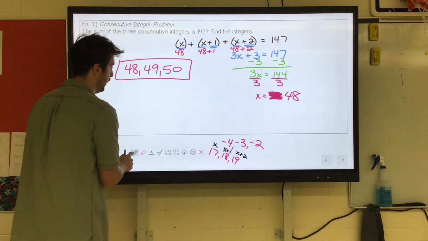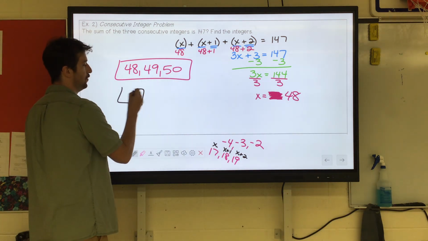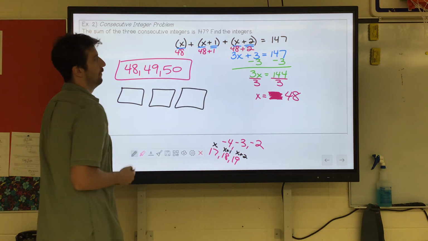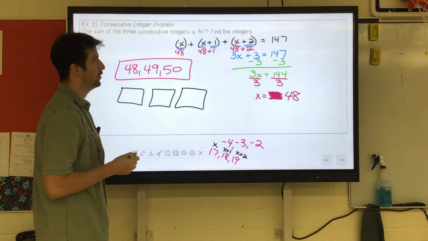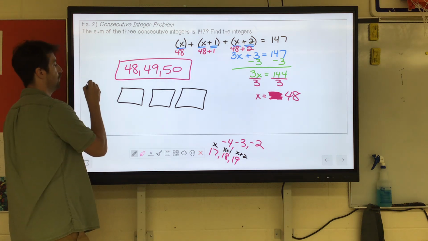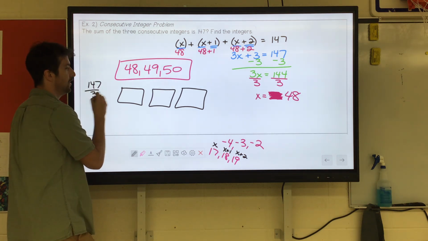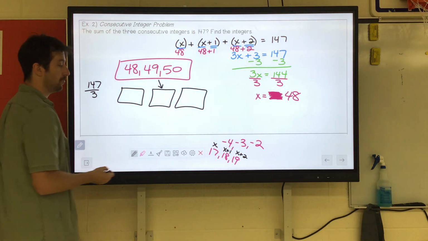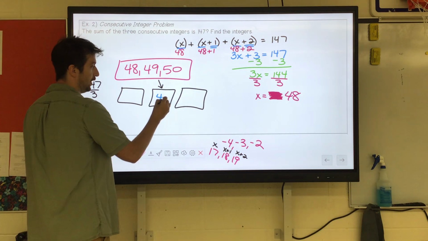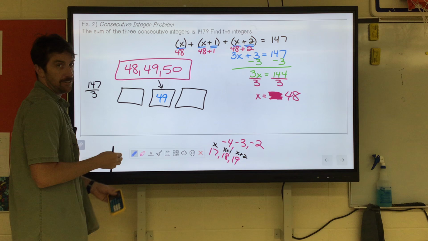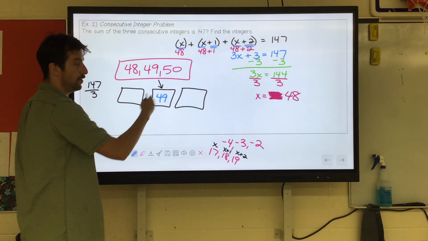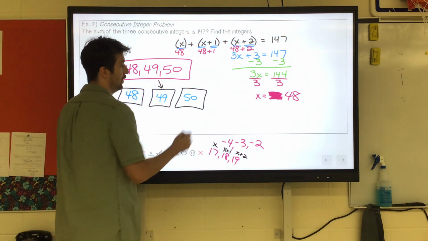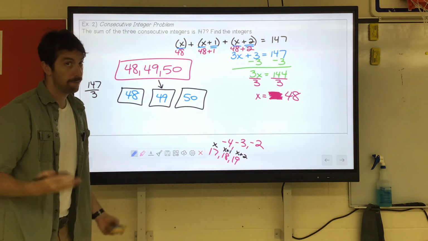Here's the improper way. We're looking for 3 numbers, right? We know that they have to add up to 147. All we have to do is 147 divided by 3, and it'll give us the middle number. 147 divided by 3 is 49. And then you just need to go to the one bigger, one smaller. 48, 49, 50. It's way faster, right?